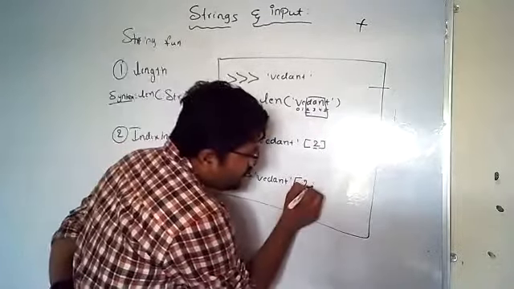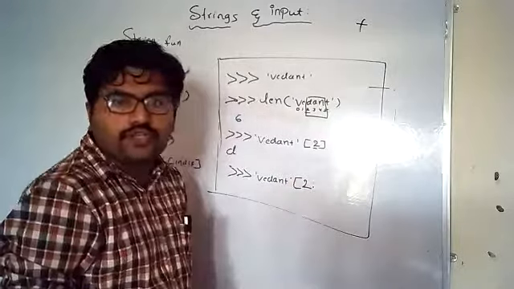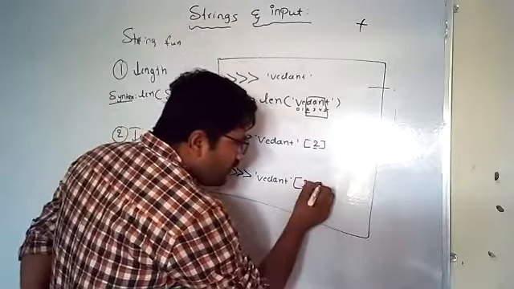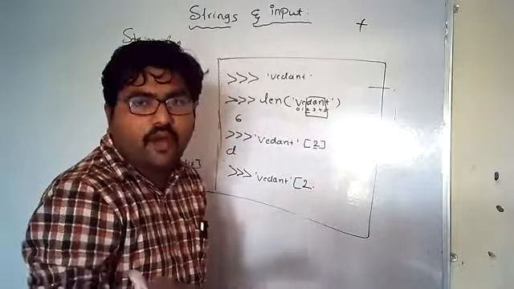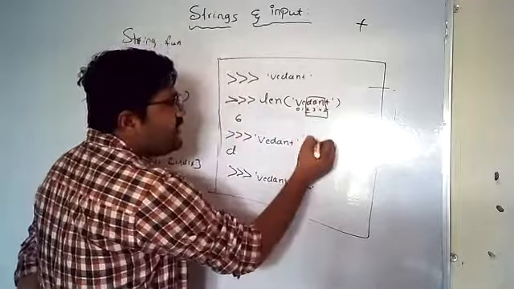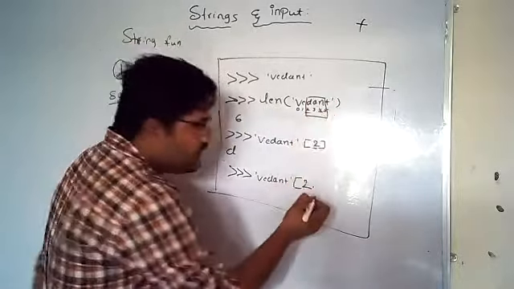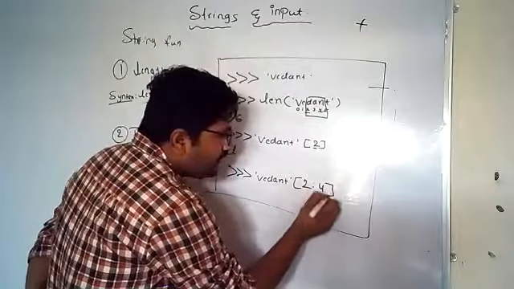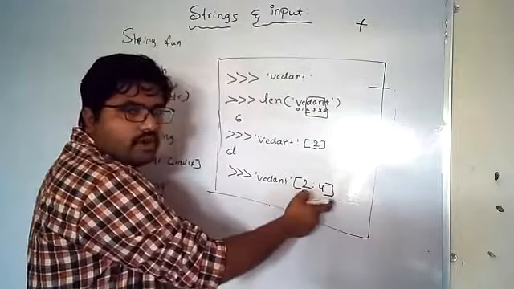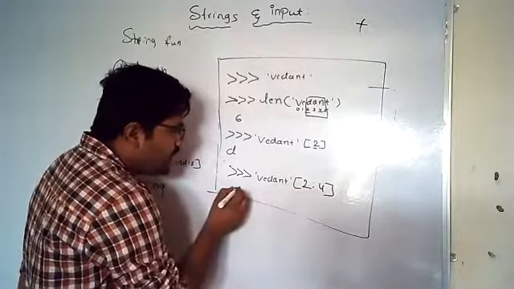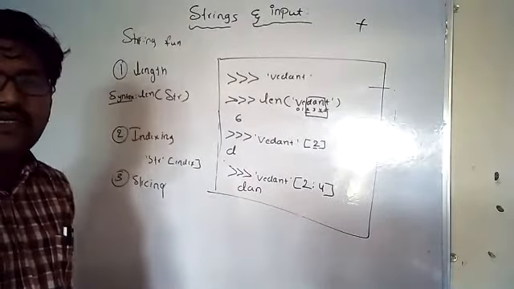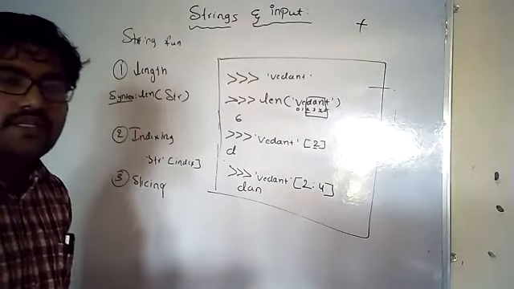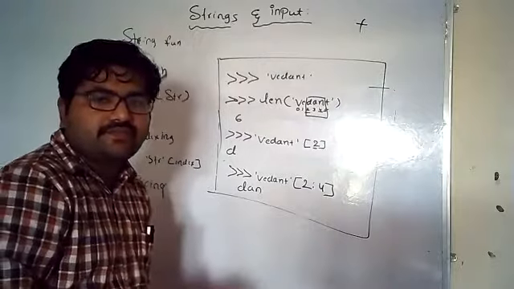Then a colon. Which point is the ending point here? N. What is the index of N? 4. That will be written here. So 2 to 4, what will be the result? DAN. Now tell me the syntax of slicing.